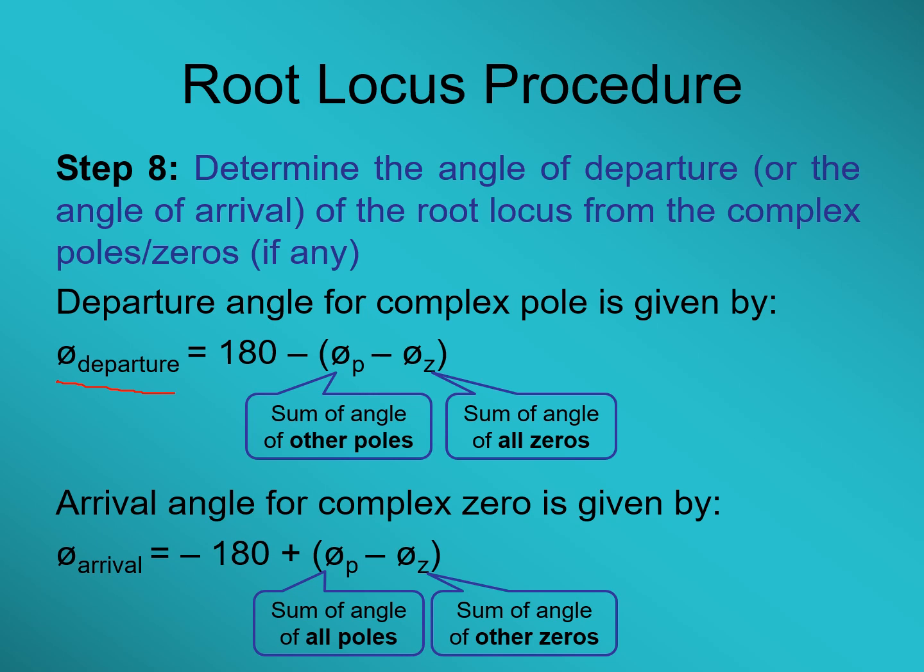Next, we go for the arrival angle for a complex zero, given by phi arrival equals minus 180 plus, in the bracket, phi p minus phi z. Now phi p is the sum of angles of all poles, and phi z is the sum of angles of other zeros. Okay, so the detail on how to apply this equation will be shown later at the end of this presentation.